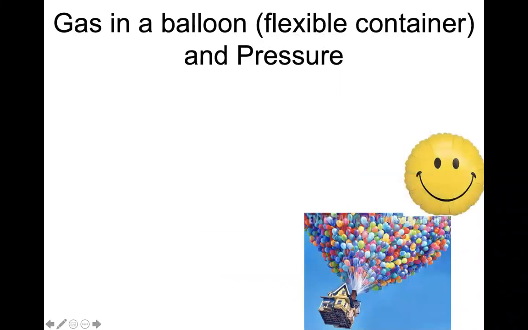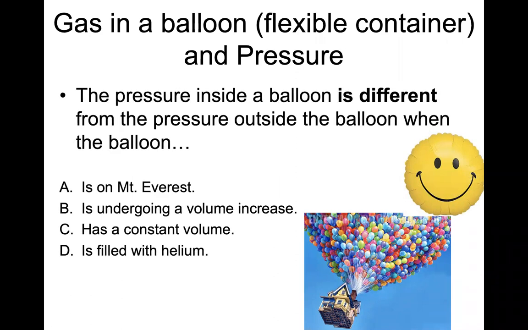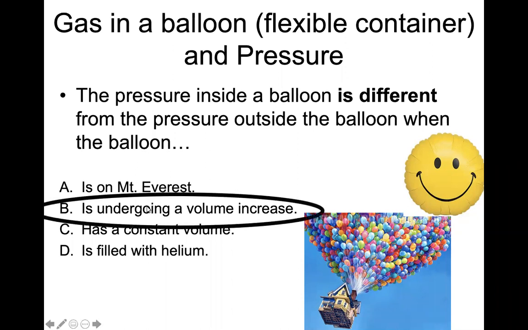Now, if we take our gas and put it in a balloon, I'm going to consider a balloon to be a flexible container. Back in chapter 5, we looked at gases and things like pistons. I think those were also ones where the volume could change. So our thought here is, when would the pressure inside this flexible container be different from the pressure outside?